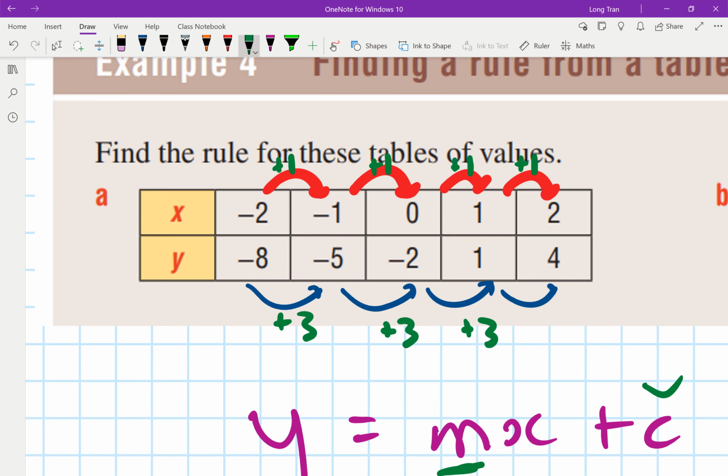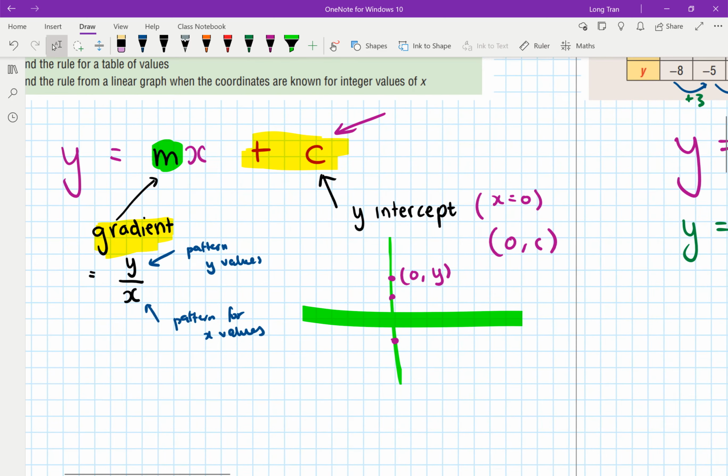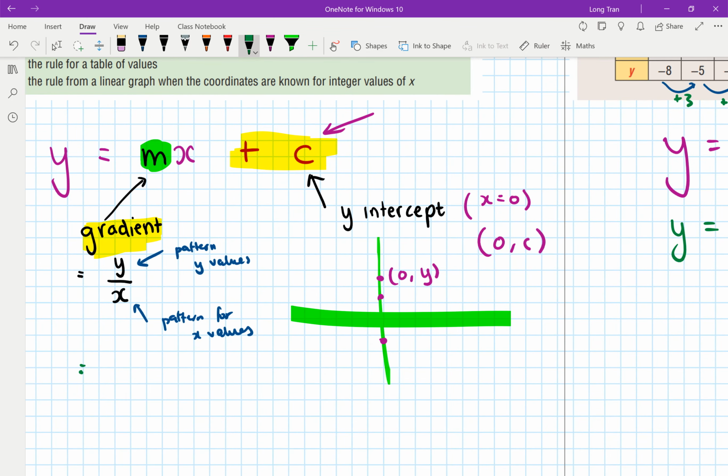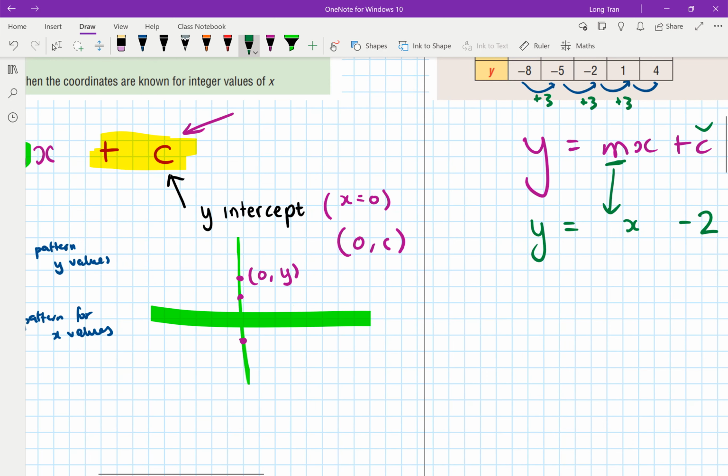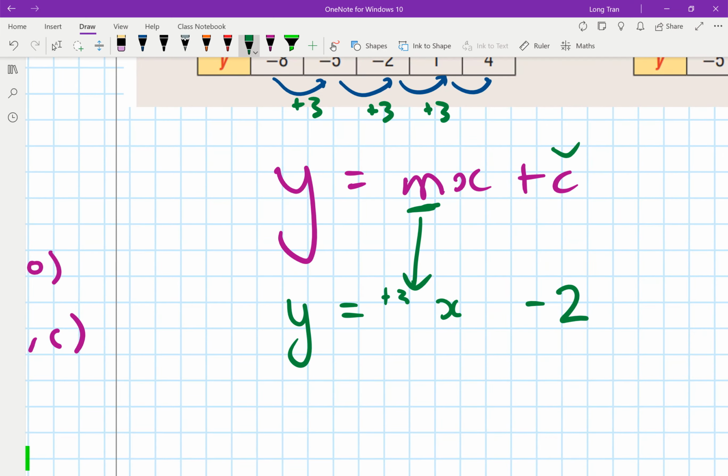So when I'm trying to find my m value, the pattern for y is add 3. Pattern for x, add 1. So if I write that, this is what it'll look like. Add 3, add 1. So I'm going to write it over here. So what is my m value? I've just figured out it is add 3 over add 1. And remember, it's the number that's multiplying to x, which is 3.